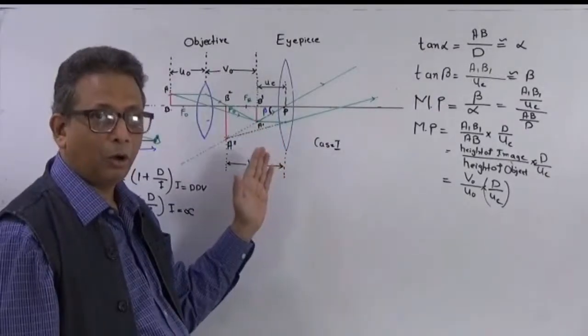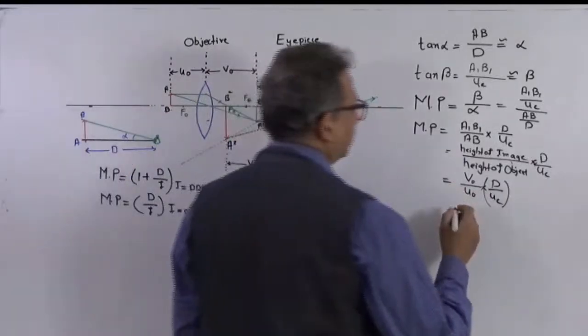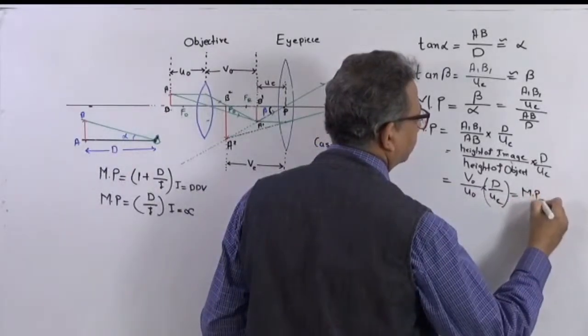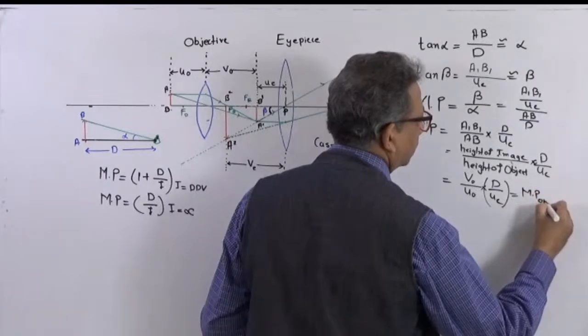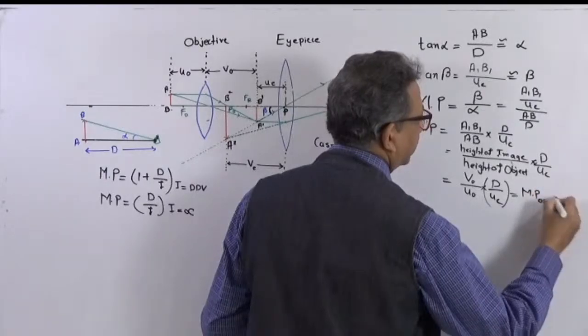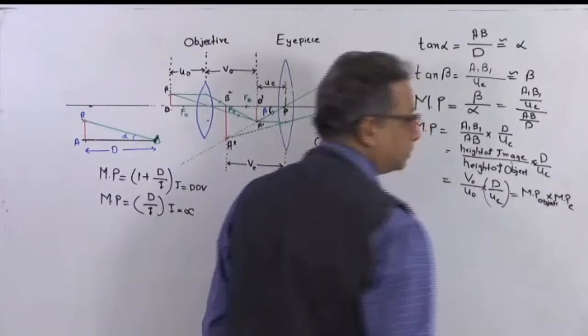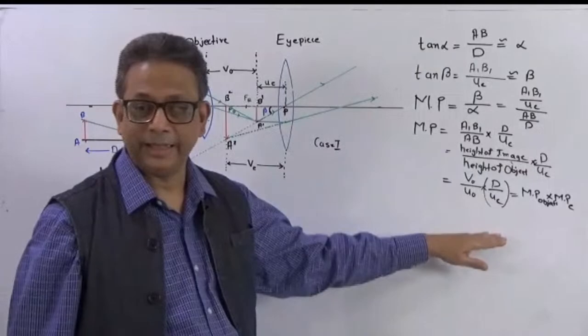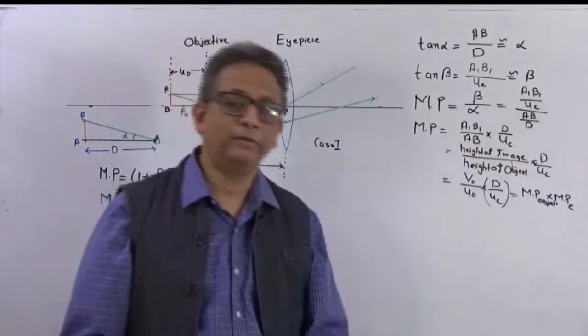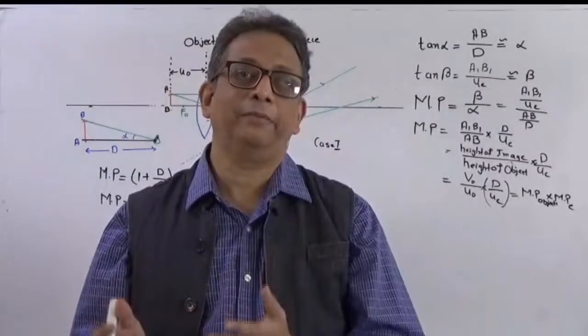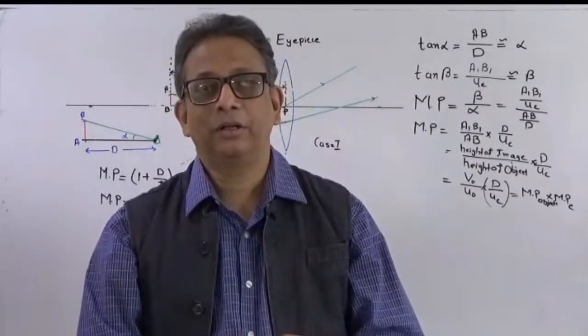That is your objective. So this magnifying power is nothing but the magnifying power of the objective into the magnifying power of your eyepiece. This is your basic relation, that the total magnifying power is the product of the magnification by the eyepiece and the magnification by your objective lens.